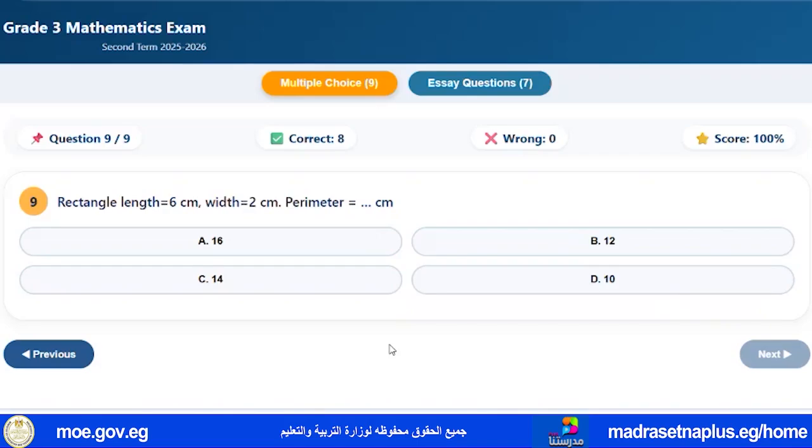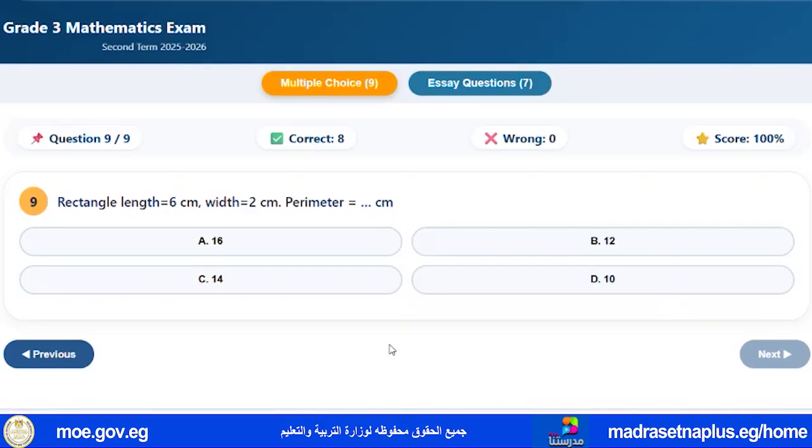First, let's check our understanding about the perimeter and the area. How to get the perimeter of a rectangle? We have 3 ways, 3 methods, 3 strategies. First one, the easiest: length plus width plus length plus width. So I can say 6 plus 2 plus 6 plus 2. We will get 16. This is the first way.